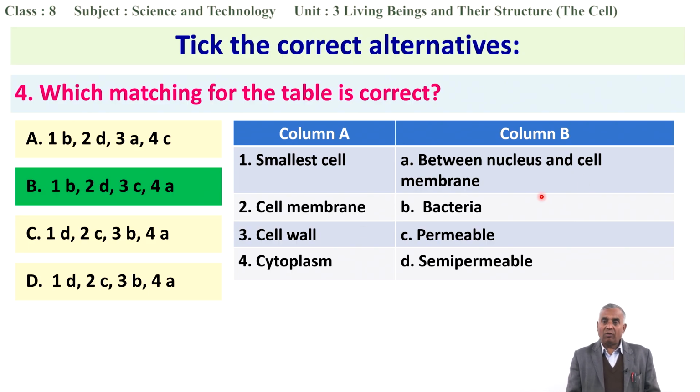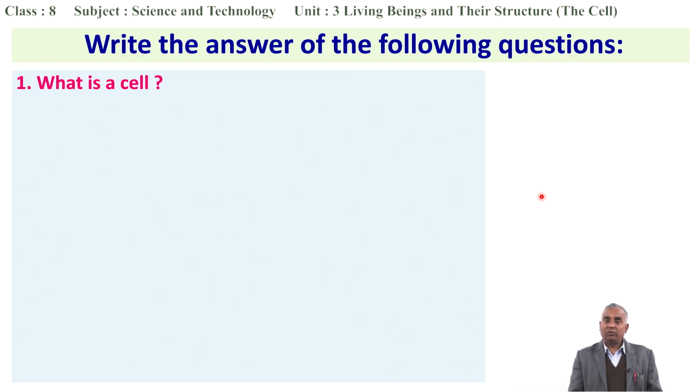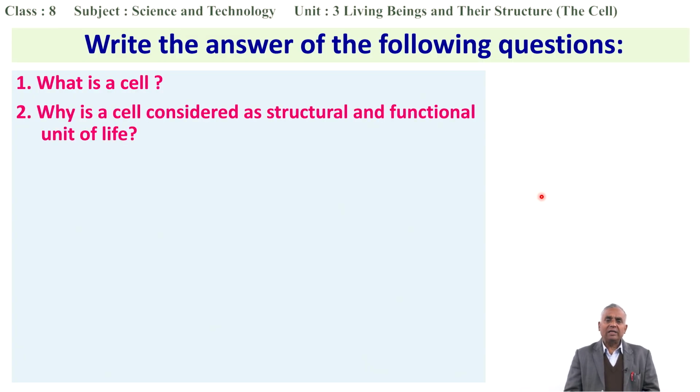Okay, students, now we have some questions which you have to copy and answer, and later you have to show your teacher the answers. First one is, what is a cell? Very simple, you can write it. Why is a cell considered a structural and functional unit of life? We discussed it. Because the cell is the basis of body construction and the basis of life processes.